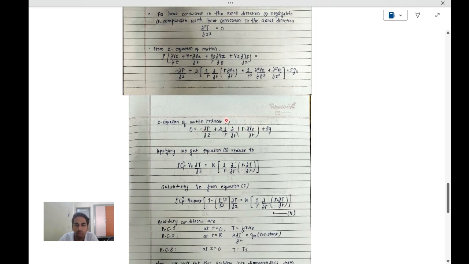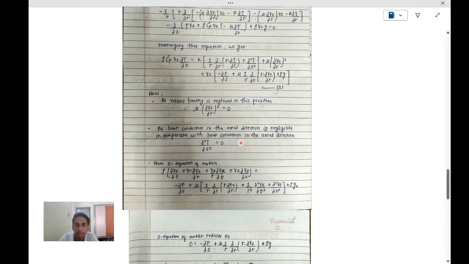Therefore, by substituting this assumption, we get that the equation of motion reduces to this particular equation: 0 equals minus del p upon del z plus mu 1 by r del upon del r of r del vz, plus rho g. Now, applying these assumptions and equation in equation number 3, we will get this particular equation, as this term becomes 0 by substituting the z equation of motion term, and this is neglected, and this term is also 0.